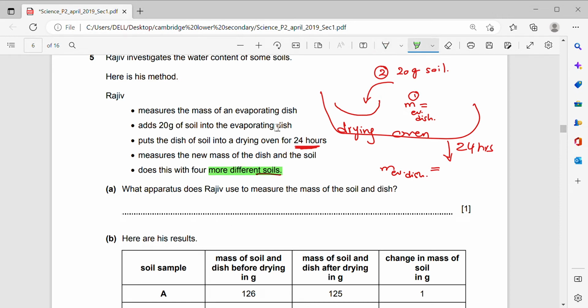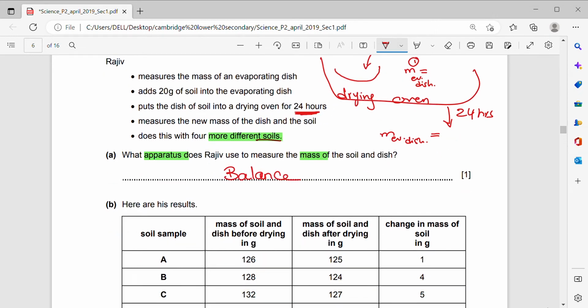What apparatus does Rajiv use to measure the mass? What is the apparatus, or device, used to measure the mass? It's very easy. What's the device? The balance. Great. Next question.